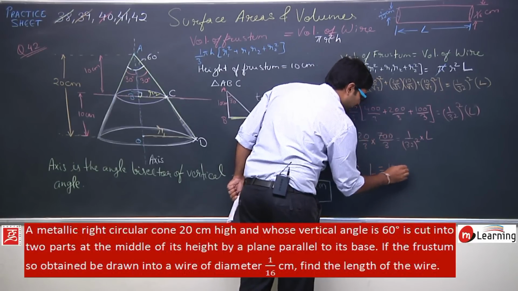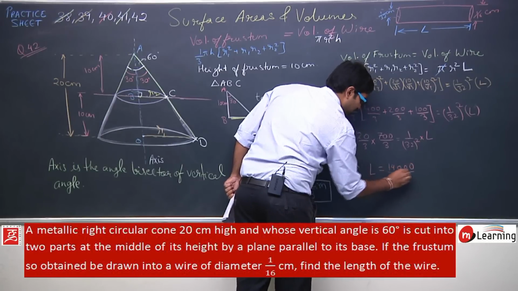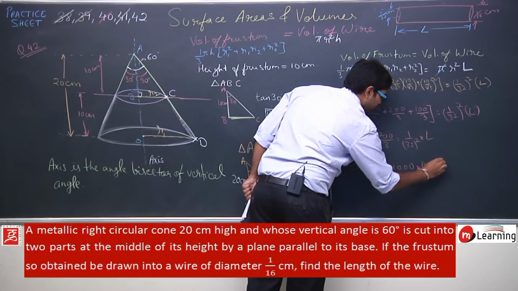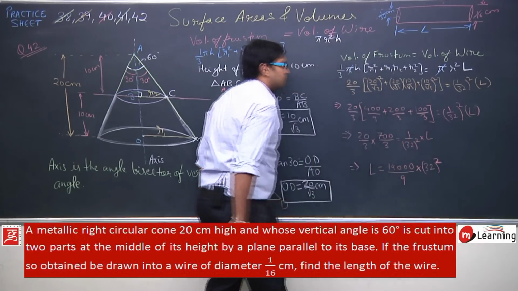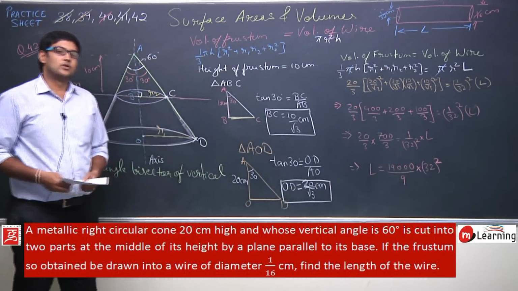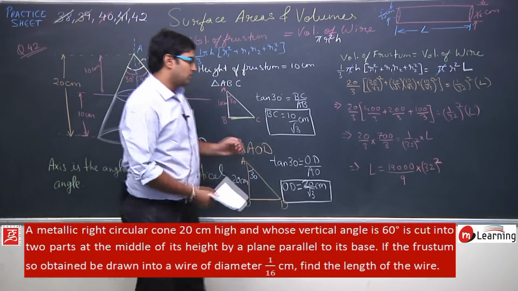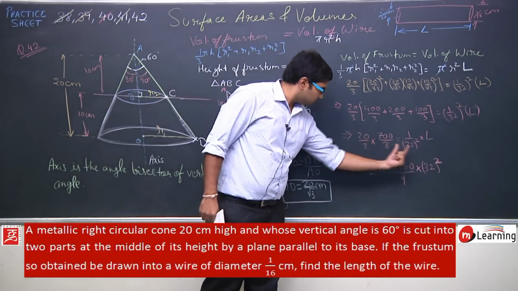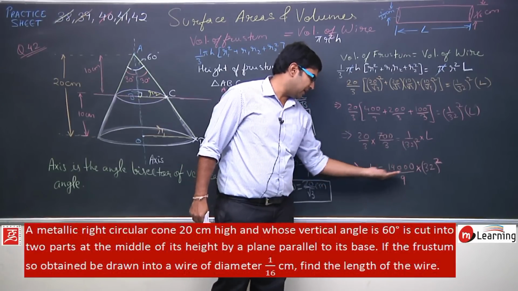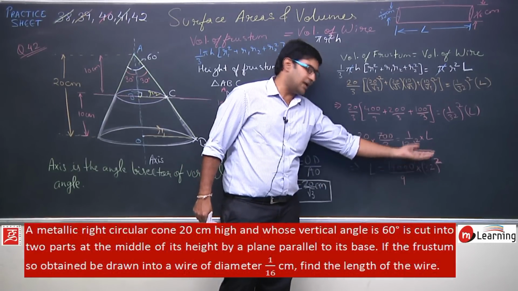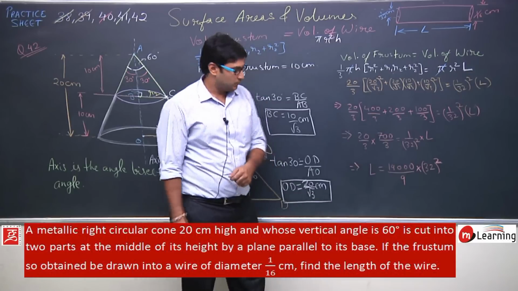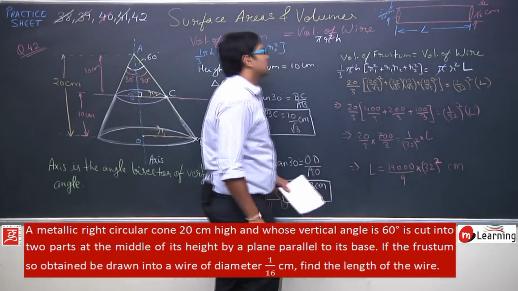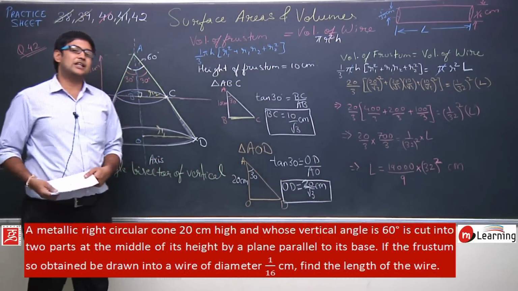From this, L is simply equal to, I will bring that 32 square here, so it will become L is equal to 14,000 upon 9 into square of 32. So this is the length in centimeters. This is how you need to calculate the length of the wire.